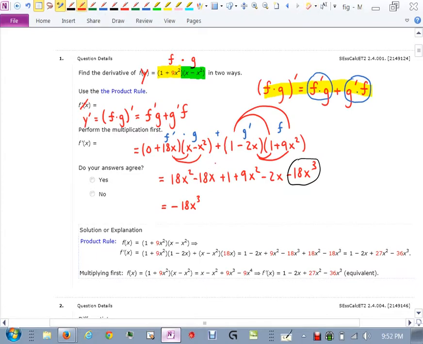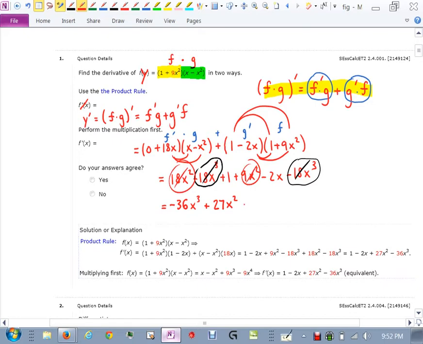Let me fix that. So negative 18x cubed is negative 36x cubed. So now my x cubes are gone. Okay, I've done those. X squareds, I have 18x squared plus 9x squared. That's going to give me 27x squared. And I've taken care of the x squareds.